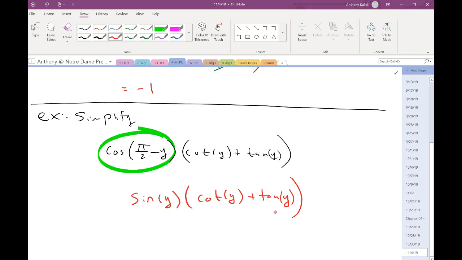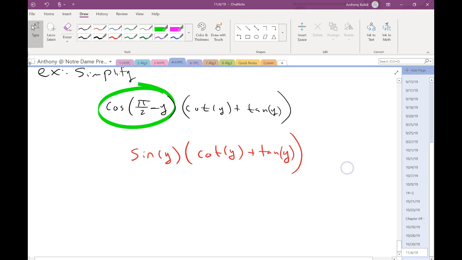Okay, so James says let's add cotangent and tangent. To do that, though, I'm going to have to rewrite them using the quotient identities. Because right now, they're not like terms. I can't add them together. However, I know that cotangent is equal to cosine over sine. And tangent is equal to sine over cosine.